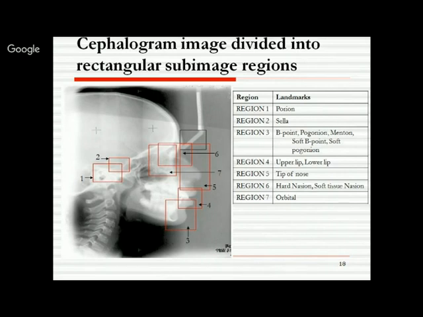You can see region 1 showing Porion. Region 2 is having Sella. Region 3 is having B Point, Pogonion, Menton. Anyway, the point is that region 3 is having a number of landmarks. Region 4 is having 2 landmarks. Region 5 is having another landmark. Region 6 is having one hard tissue Nasion point and then a soft tissue Nasion also, so it has 3 closely spaced landmarks. Region 7 is having another landmark.